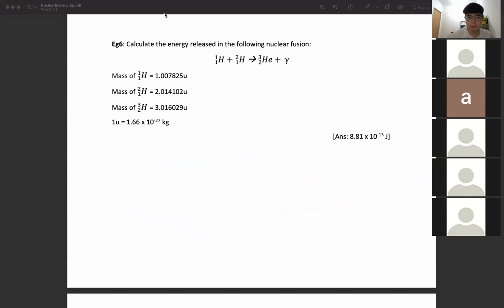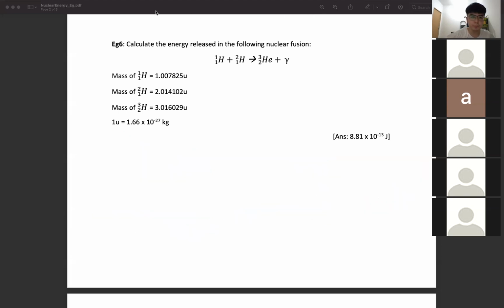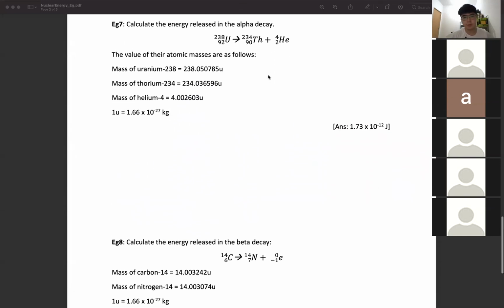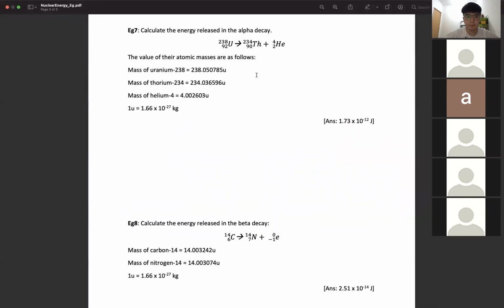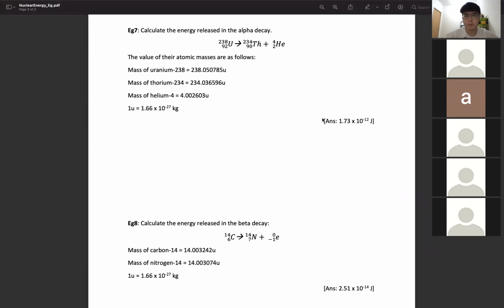Okay, next one. Finish. Example 7, okay, you try this. Do 7 and 8. It's a similar question. You do 7 and 8, and then you check your answer in the bracket here.